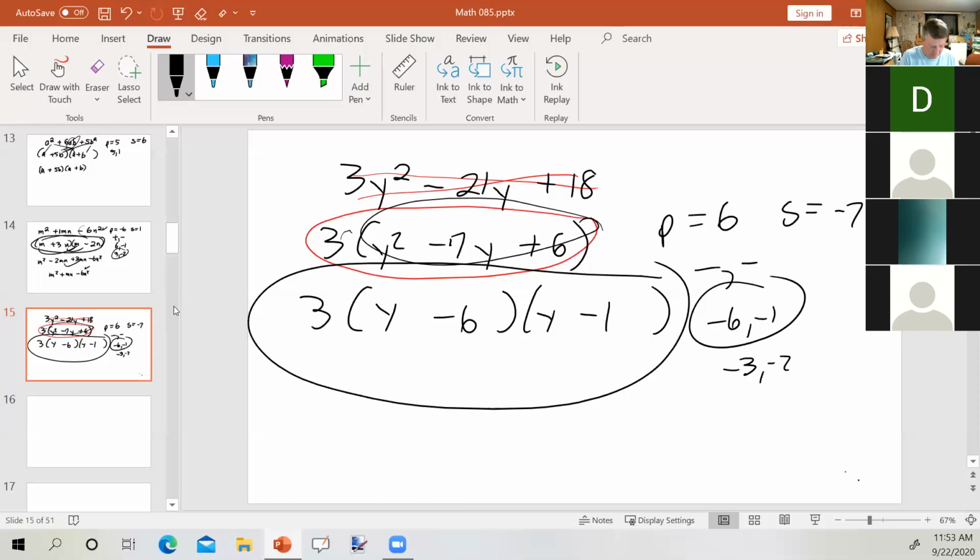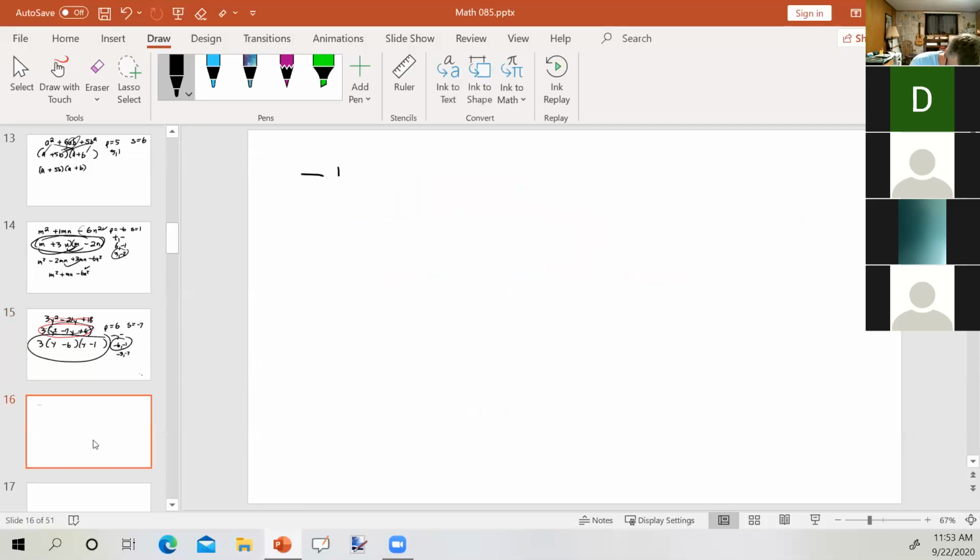Let's see here. How about this one? -m cubed plus m squared plus 56m. This is a trinomial. It's in standard form. Oh, not only does it not have a leading coefficient of a 1, but it doesn't start out with an m squared, does it? Is there a greatest common factor to all 3 terms?